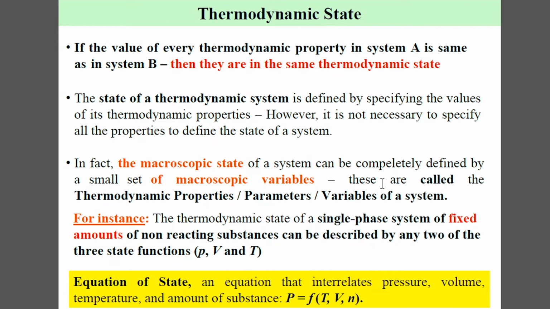Similarly, what are the minimum thermodynamic parameters which can identify a thermodynamic state? We can say this state is in this condition because of this. What are the thermodynamic parameters associated? So the state of a thermodynamic system can be defined by a set of thermodynamic parameters. In fact, the macroscopic state of the system can be completely defined by a small set of macroscopic parameters. You don't need all of them. You need few of them.